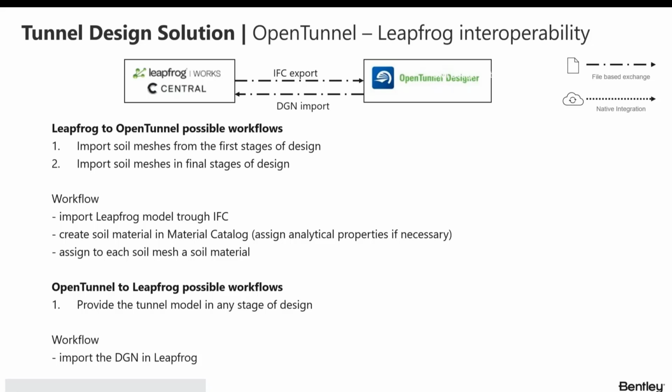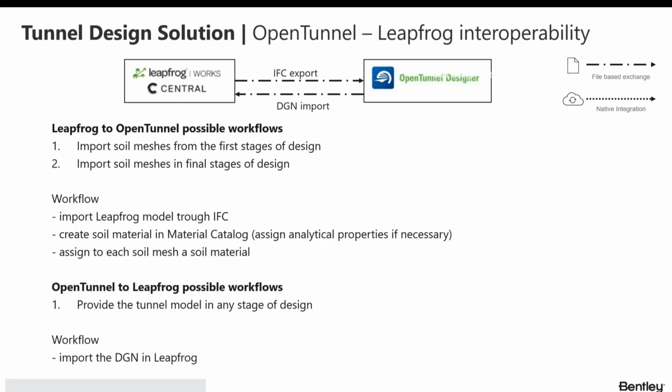In OpenTunnel Designer, we have two possible workflows that the user can use. One is to import the soil meshes from the first stages of design. Basically, I have my road alignment and I am bringing my soil meshes, even if I don't have any tunnel designed yet. I can bring the rail corridor or the road corridor, I can bring any other information. And once I have this model, I'm starting to build my tunnel inside that geological model.